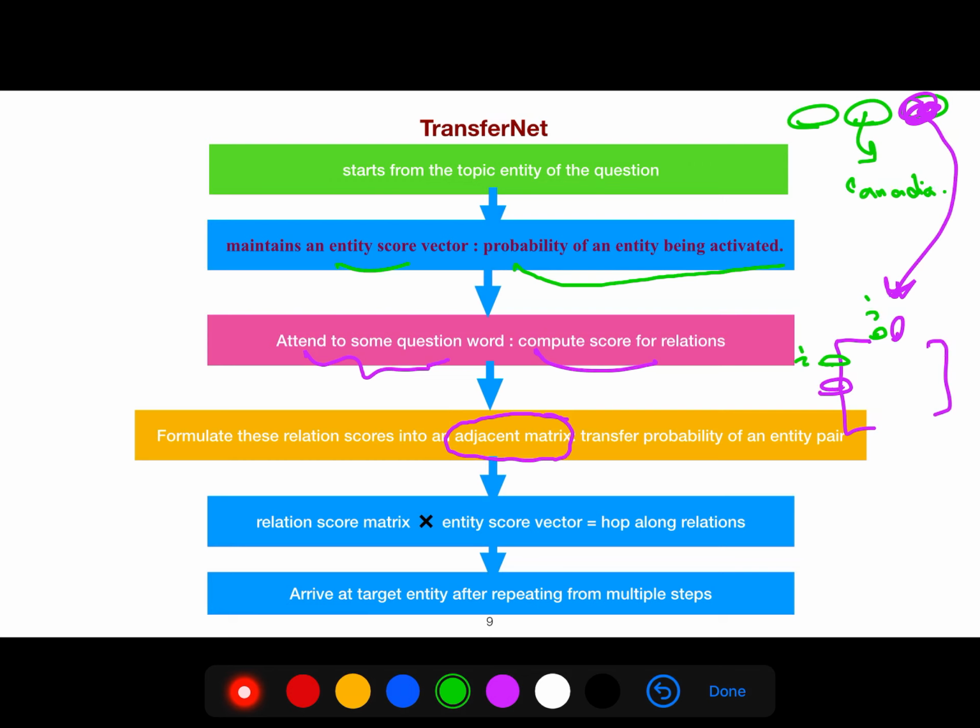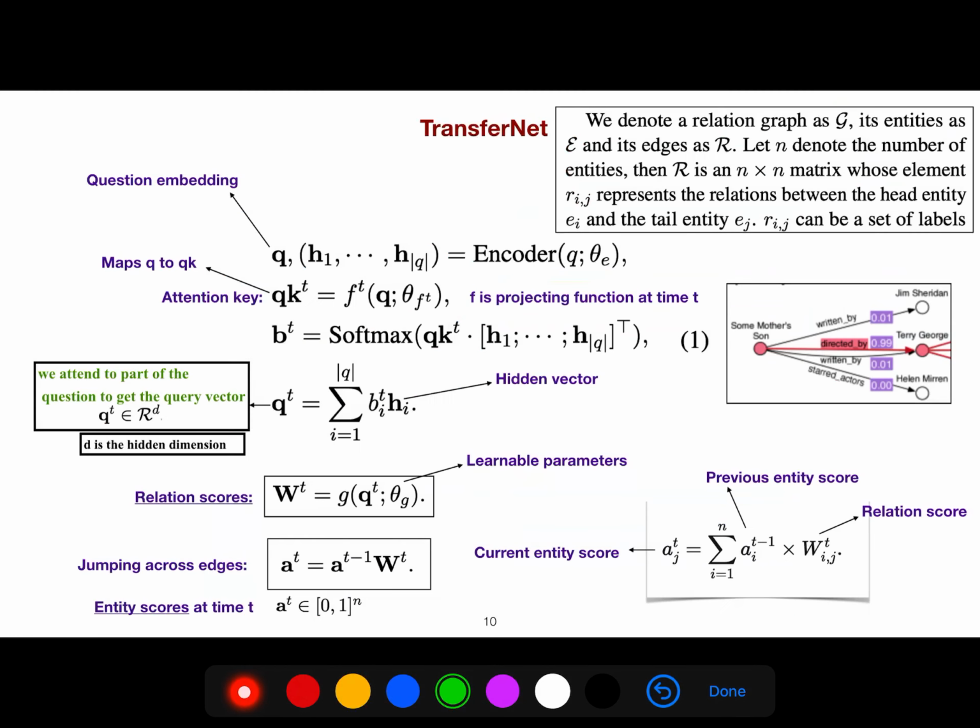And then now you can multiply the relation score by the entity score, because they are independent. So it's just a simple probability: the probability of staying here times the probability of moving from this entity to another becomes the probability of this. In this way, we can hop along relations, and we arrive at the target entity after repeating multiple steps. Then we understand, okay, this is the answer.